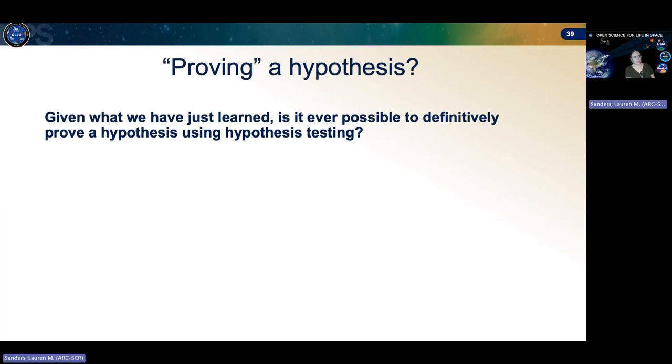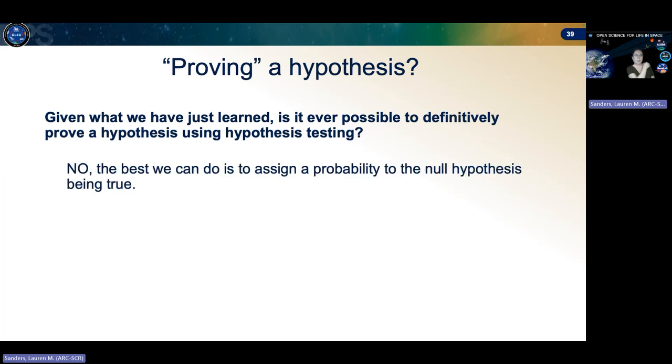Now, given what we've just discussed, is it ever possible to definitively prove a hypothesis using hypothesis testing? And the answer to this would be no. The best we can do is to assign a probability to the null hypothesis being true. So all we can do is say there's a very, very, very low probability that the null hypothesis is true. There's a low probability that our result occurred by chance. Therefore, a high probability that whatever hypothesis we were testing using our experiments is true.